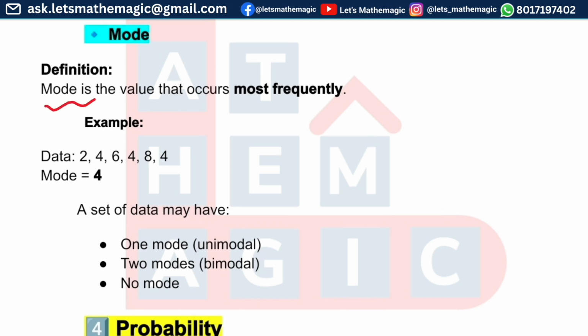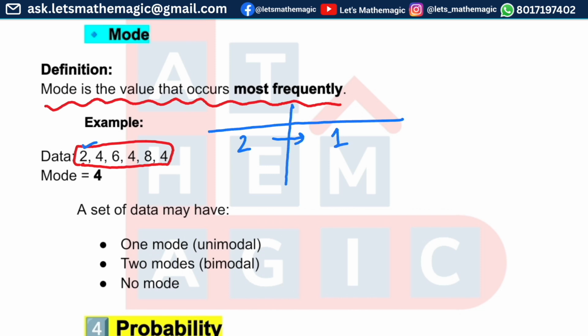The definition is: mode is the value that occurs most frequently. Like mostly occurred value is called the mode. Very simple concept. They have given us a few data, you just find out that particular observation which has occurred highest number of times. That's it. So if you see how many 2's are there, only 1. So the frequency of 2 is only 1.